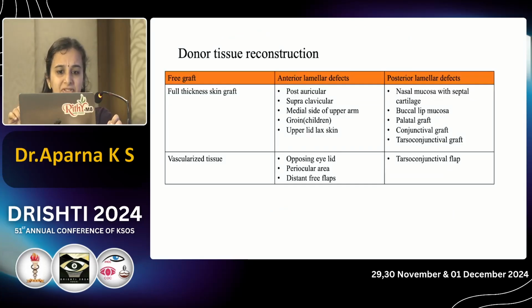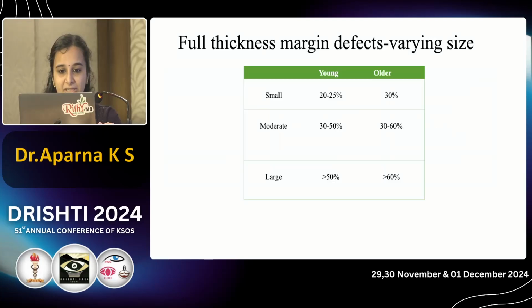Donor tissue options for anterior lamella include skin from the postauricular and supraclavicular area, the medial side of the upper arm, in children from the groin area, and then lax upper lid skin that we can use. Posterior lamella options are nasal mucosa, buccal mucosa, palatal graft, conjunctival and tarsal graft.